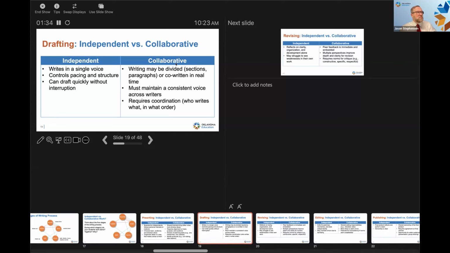And then drafting, you can draft in a single voice when you're writing on your own. You can control pace and structure, and you can typically draft quickly without interruption. But if you're writing collaboratively, the writing might be divided into sections or paragraphs, or co-written in real time. So that's going to take a little more effort. And then if you want your writing to have the same consistent voice, there's going to be more revision required because 3 different people might sound a little bit different each time they take over the writing.